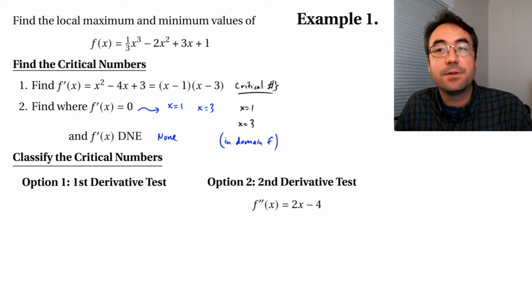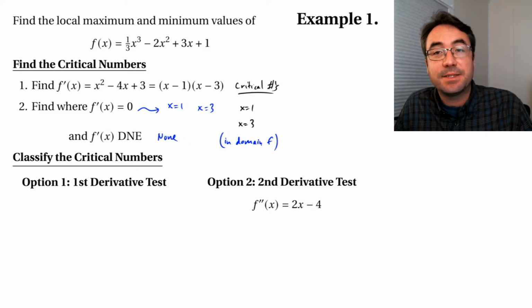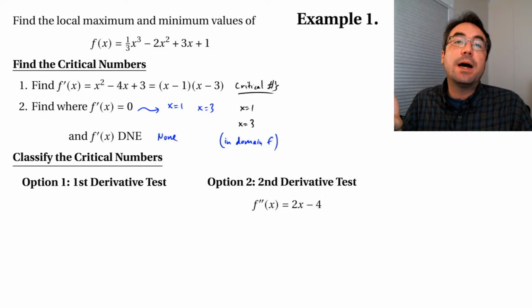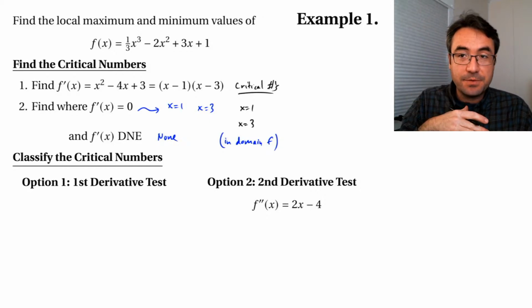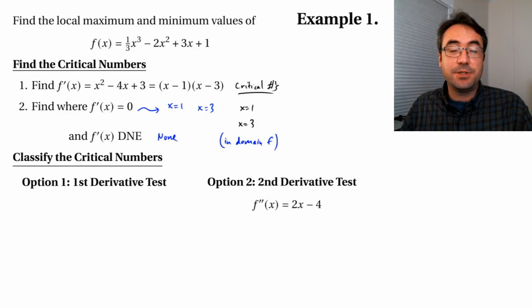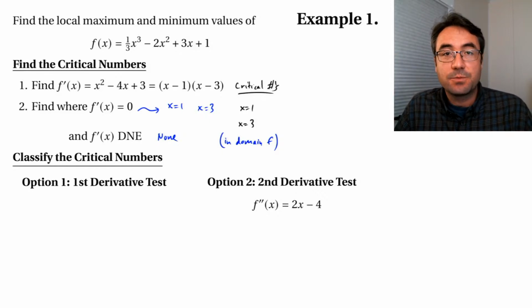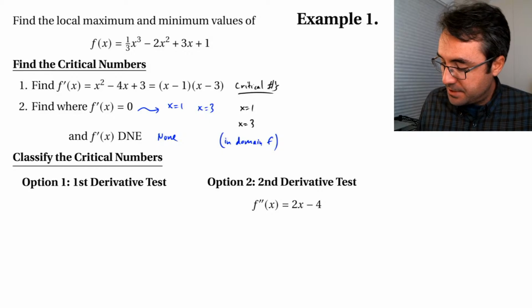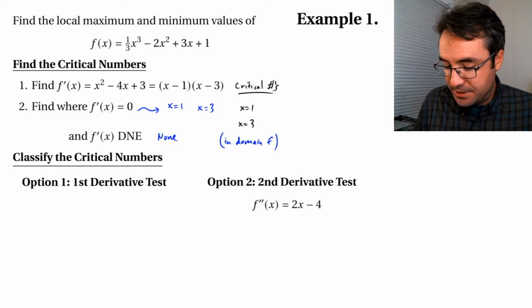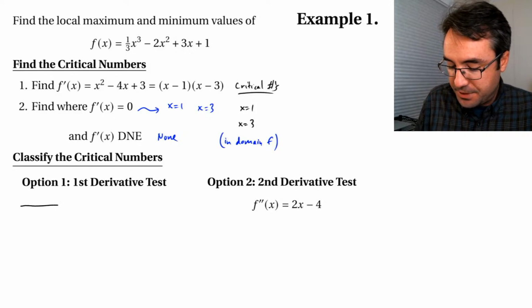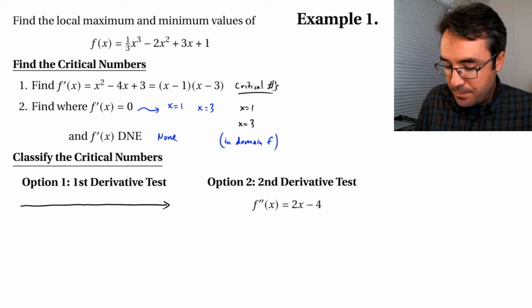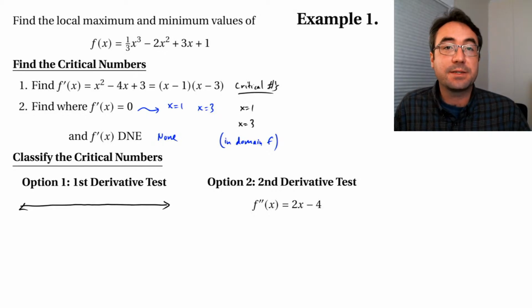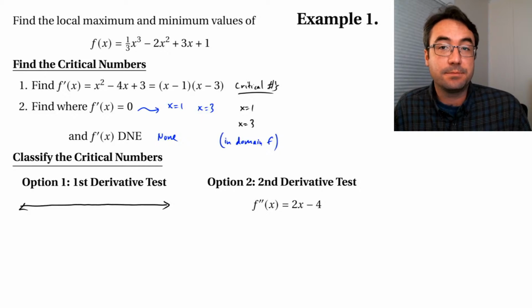Once you have the critical numbers, then the next step is to classify them. We want to test our critical numbers, and you have two options for how to do this: first derivative test or second derivative test. You don't need to do both necessarily. We're going to go through both just as practice here. And the nice thing about the first derivative test is if you're finding the intervals of increase-decrease, you can basically classify the local maxes and mins right off of your sign chart.